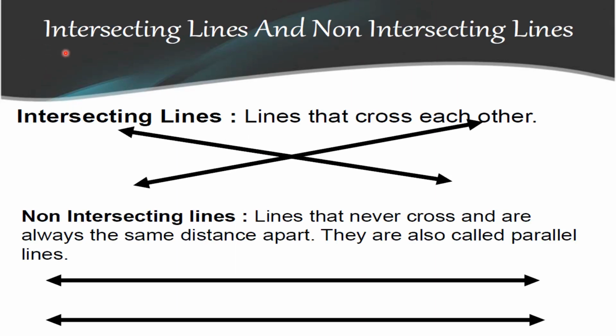Right. Now come to the next point, intersecting lines and non-intersecting lines. Okay, my children, what is meant by intersecting lines? Which lines are said to be intersecting lines? See this figure, my children. Lines that cross each other. See here, this is one line and this is another line. These two lines are crossing at this point. Do you observe this point, my children? Right. Here the two lines are crossing at this point. Then four angles are formed here. This is one angle, this is another angle, this is another angle. Okay, my children.